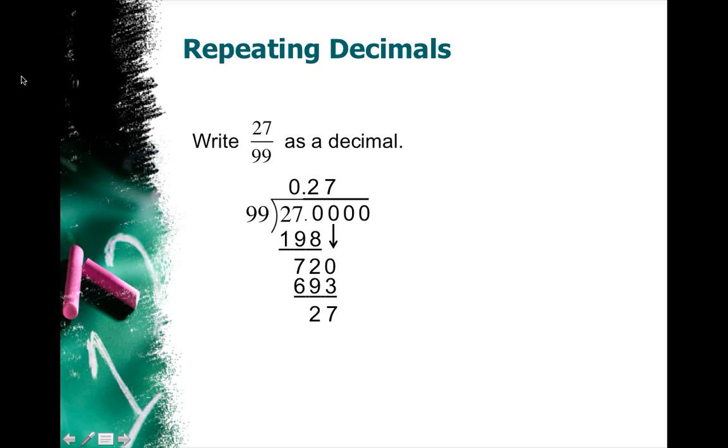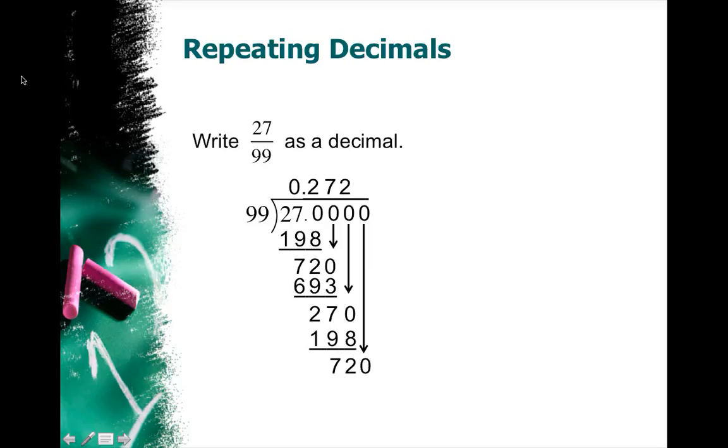99 cannot go into 27, but it can go into 270, so I'm going to bring down a 0. 99 goes into 270 2 times. We saw that once already. 2 times 99 is 198. When I subtract, I get a remainder of 72. We've had a remainder of 72 once already, so we know 99 will not go into 72, but it will go into 720. So we bring down another 0.